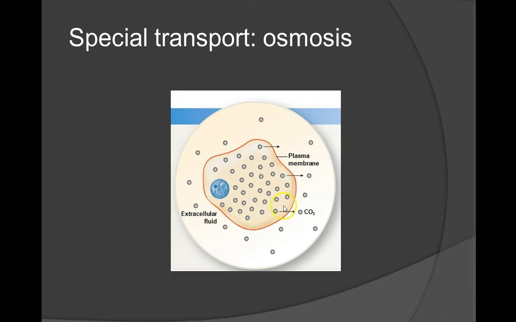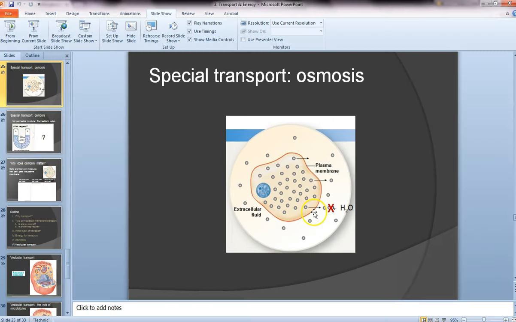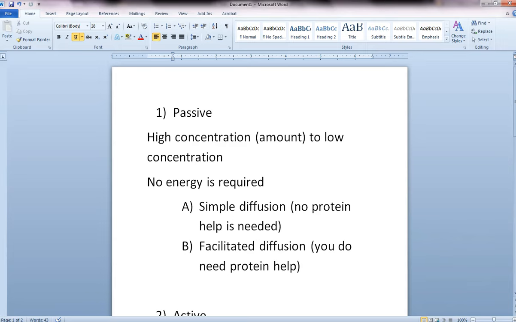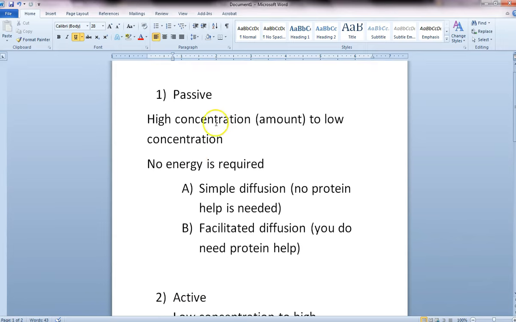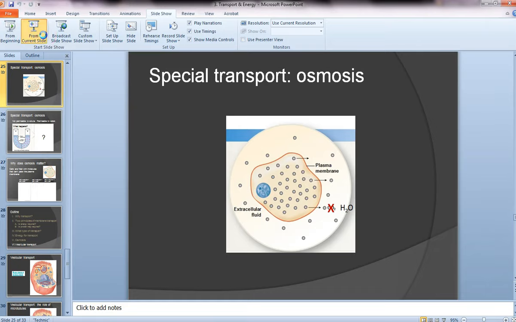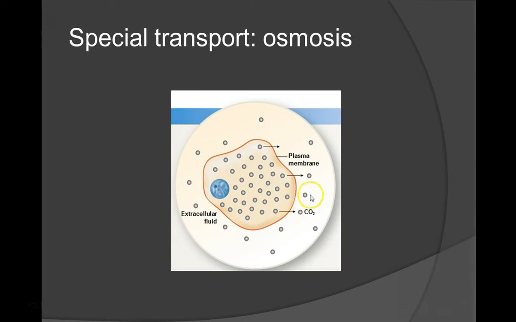And if you remember, here we identified this as the simple diffusion of carbon dioxide. And remind yourself of these vocabulary words. Simple diffusion is a type of passive transport, so we're moving from high to low. No energy is required, and no protein help is needed. Okay, so simple diffusion of carbon dioxide.